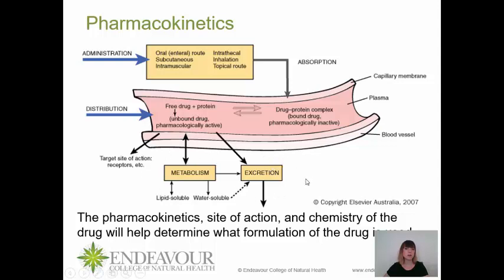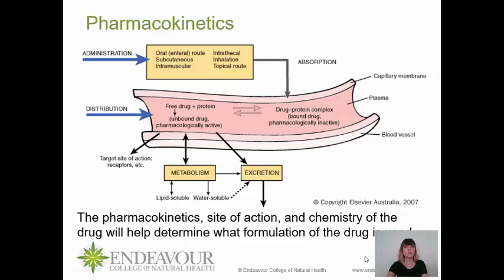So our four aspects of pharmacokinetics are absorption, distribution, metabolism and excretion. And we need to consider these when administering drugs because how much drug is given and how that drug is formulated is going to vary depending on these different aspects of pharmacokinetics, as well as what site of action you're trying to reach and the unique chemistry of that drug itself.